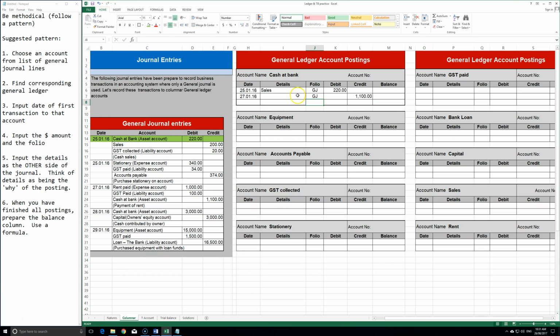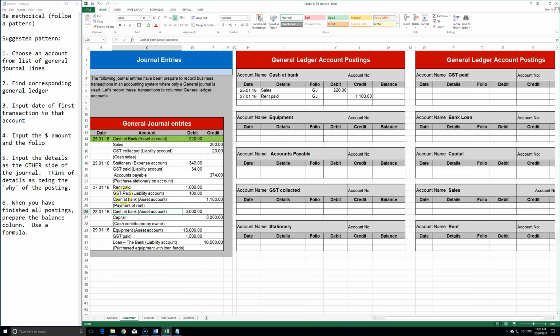Okay, and then input details is the other side of the journal. What was the other side of the journal for this particular thing? Why did our cash at bank go down for 1,100? Well, we paid rent. Okay, rent paid is my details for that one. Any other cash at bank lines? Yes, right here we have another one where we have deposited money into the cash at bank. The owner has done the deposit, so it's the capital account that is being credited.